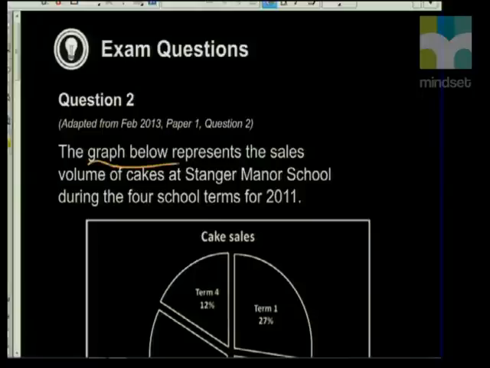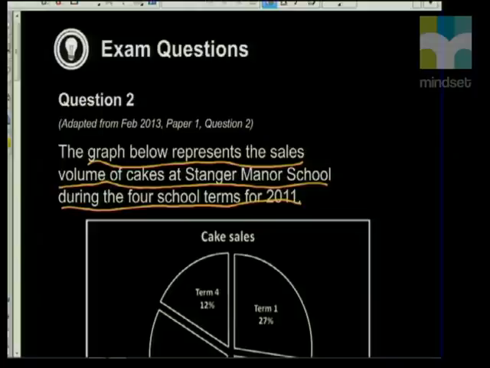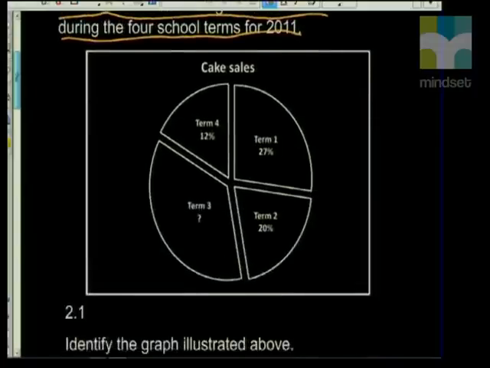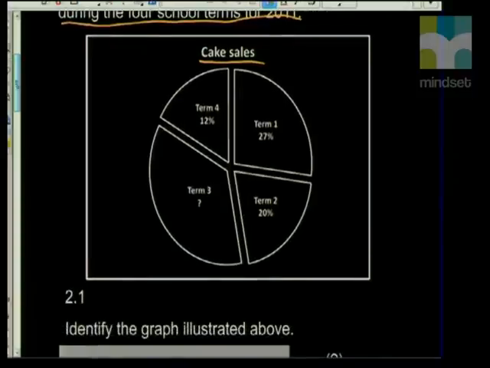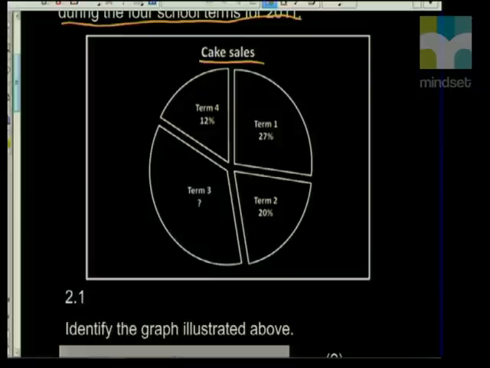The graph below represents the sale volume of cakes at Stranger Manor School during the 4 school terms of 2011. So let's have a look at it. It's a chart that is basically showing us cake sales in the different terms with the sales percentages in it. Off the bat, I looked at this and thought, okay, it's a chart, what is it representing? What are the different parts in there? So before I even look at the question, I try and analyze what I'm seeing there. That's important, and that's something you should also be doing at home when you're doing those papers.